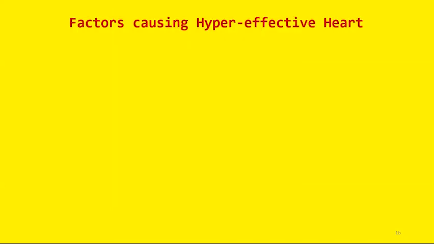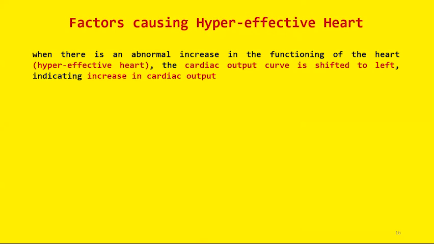Now we will discuss what are the factors that cause hypereffective heart and hypoeffective heart. Any heart which has pumping ability above normal is hypereffective, and a heart pumping below the normal ability is hypoeffective heart. So when there is an abnormal increase in the functioning of the heart, we will label it as hypereffective. Remember, usually this is pathological, hypereffective or hypoeffective.